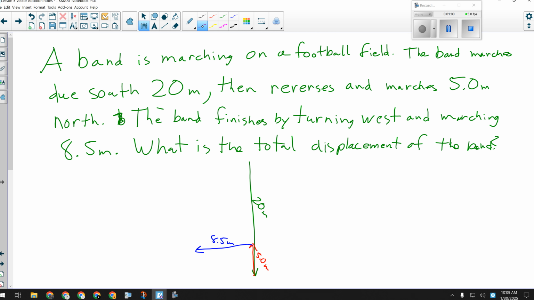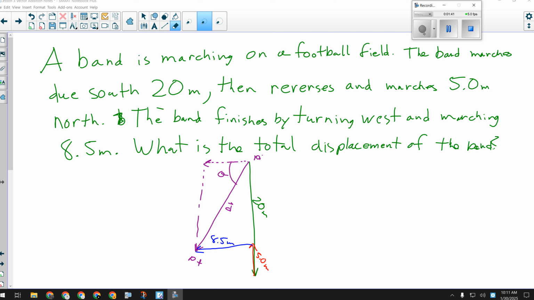Okay, so my resultant, which would represent my total displacement, is going to run from my initial position to my final position, and it's going to look like that. That line represents my total displacement. In this trip, the band ends up west and south of where it started. So what you need are the magnitude and direction of that line. All right, I'll give you a couple more minutes.